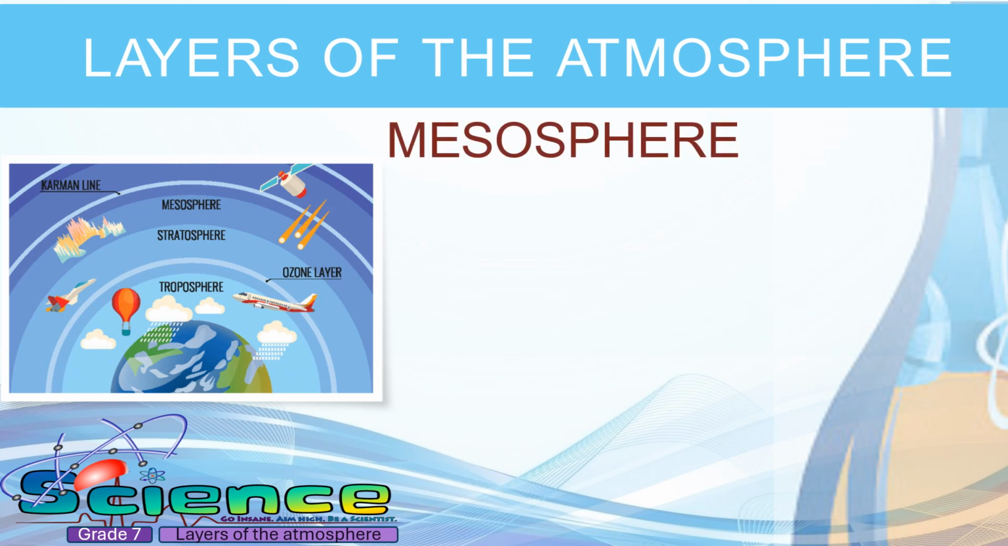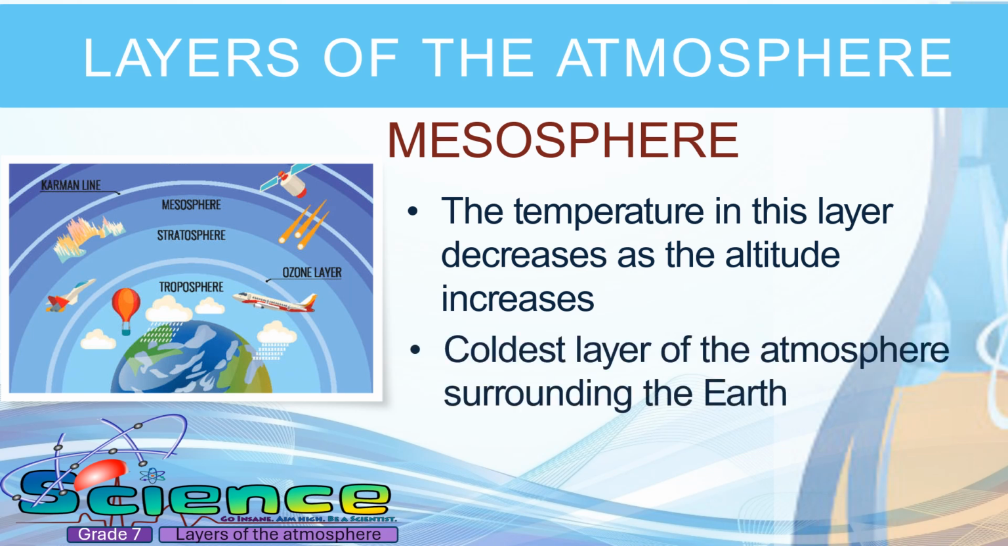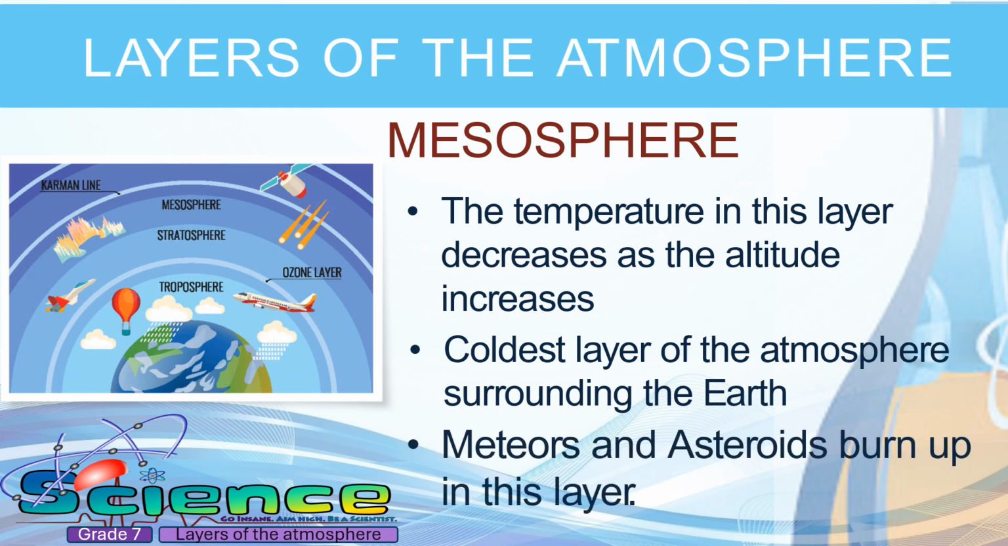The mesosphere is the next layer of the atmosphere. The temperature in this layer decreases as the altitude increases. It is also the coldest layer of the atmosphere surrounding the Earth. The mesosphere burns up most meteors and asteroids before they reach the Earth's surface.